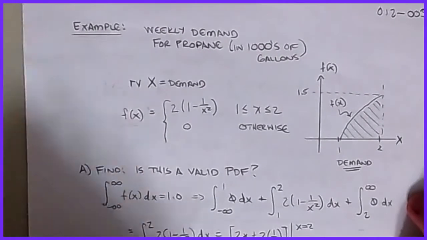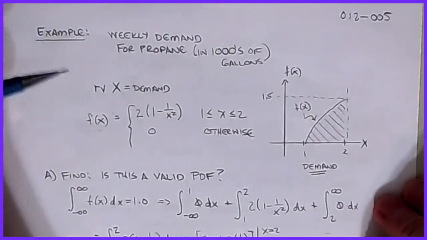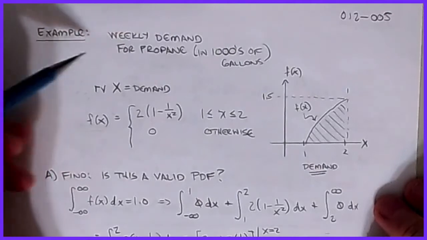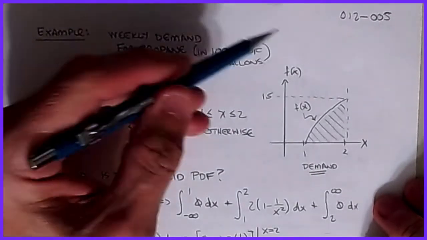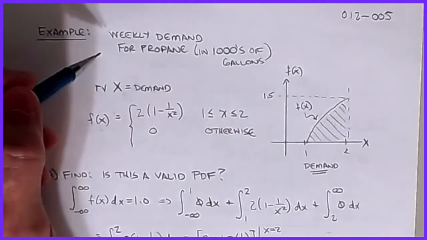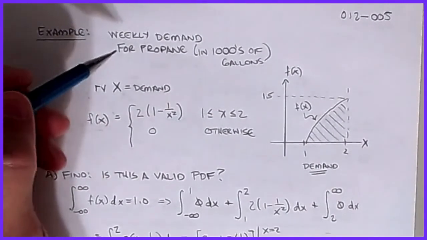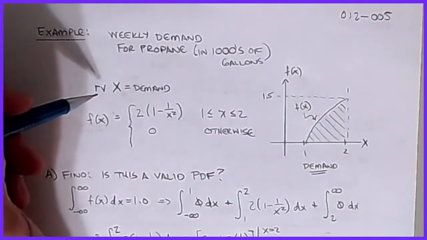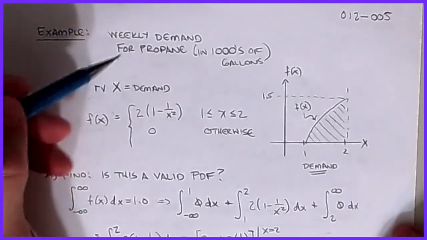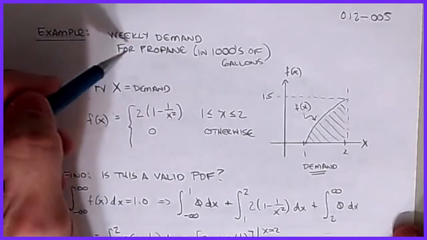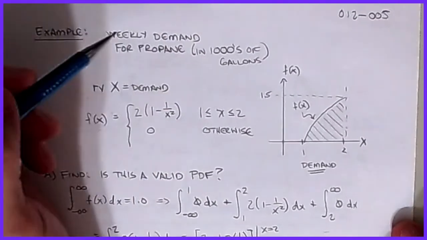Okay, so let's give one a try and see what we can start to do with this. What I have is a propane sales yard, if you will. If you ever watched King of the Hill, propane and propane accessories, a pretty cool, fun cartoon from many years ago. All right, but for propane, we're going to define a random variable x as the demand. And we're going to plot the weekly demand for propane in thousands of gallons.